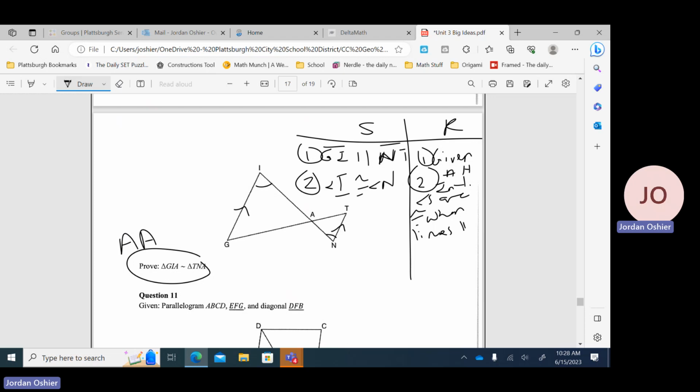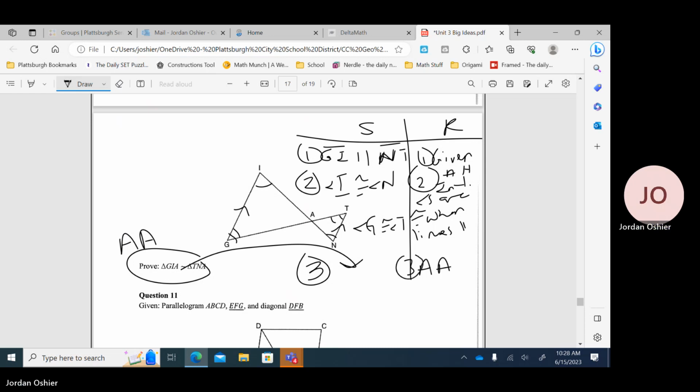Okay. Three, you more than likely want to do your vertical angles, or you could have just used the other pair of alternate interior angles, which I'm going to do right now because I don't want to write that reason again. So now I can say, and you have to write it out, but again, I'm just really messy right now, triangle GIA is similar to triangle TNA, and angle-angle is your reason. That's a really quick proof.